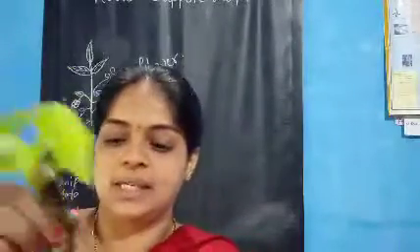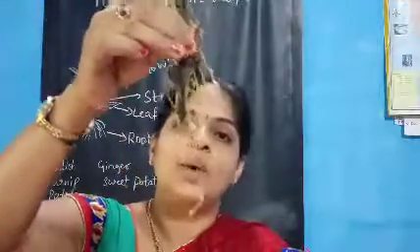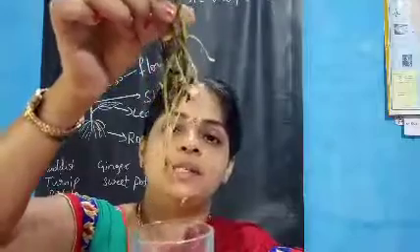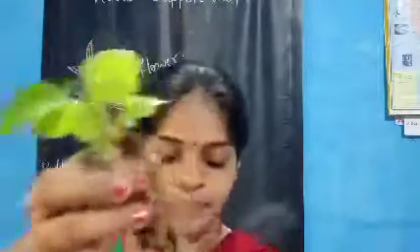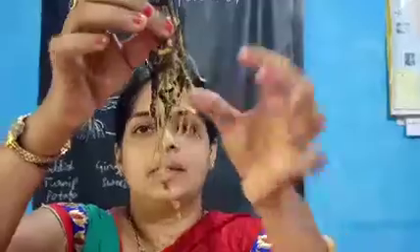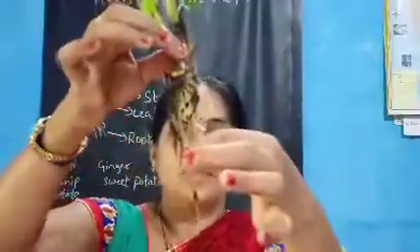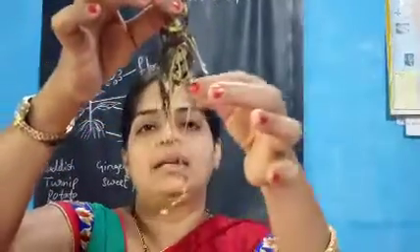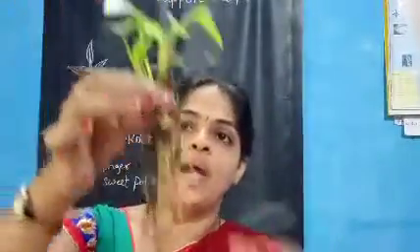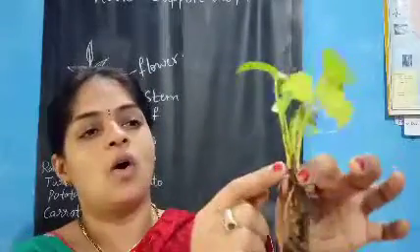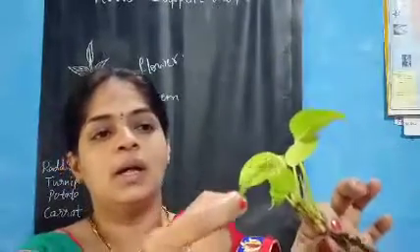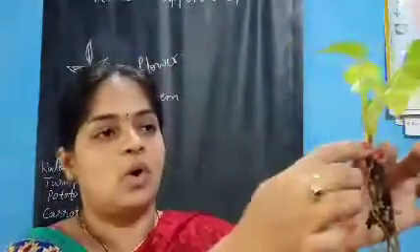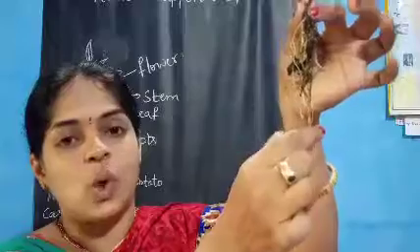For example, see here, children, this is the plant. Here we can see, have you observed this? What is that? These are all the things. This is called roots. So if we take the plant out from the soil, then we will get roots like this. After that, these are called stem and this is called leaf. This is the leaves, yes or not? This is called stem and this part is called roots.